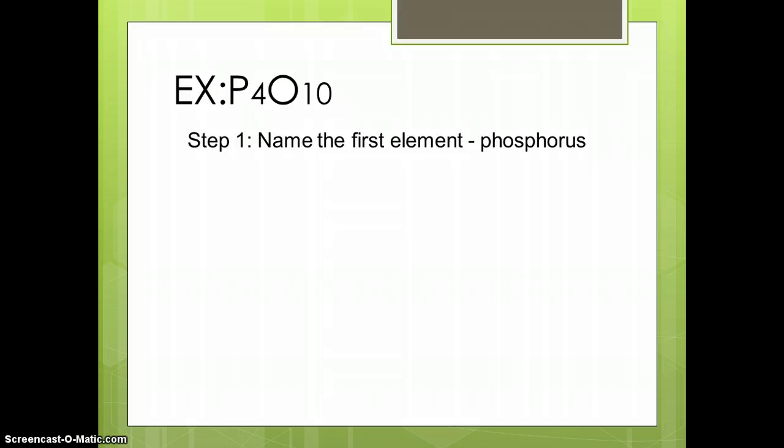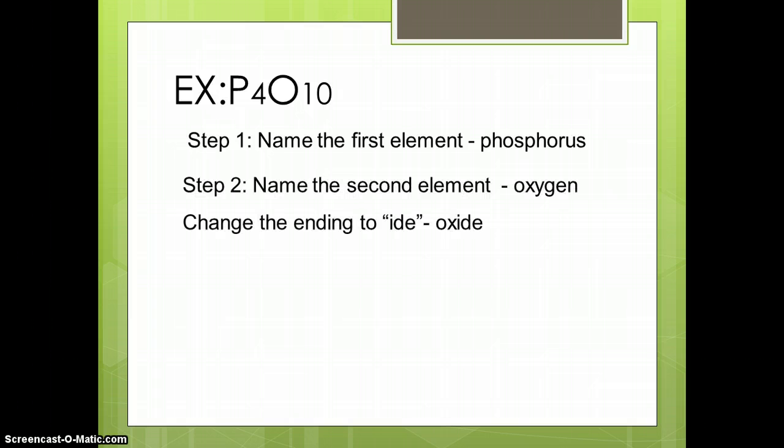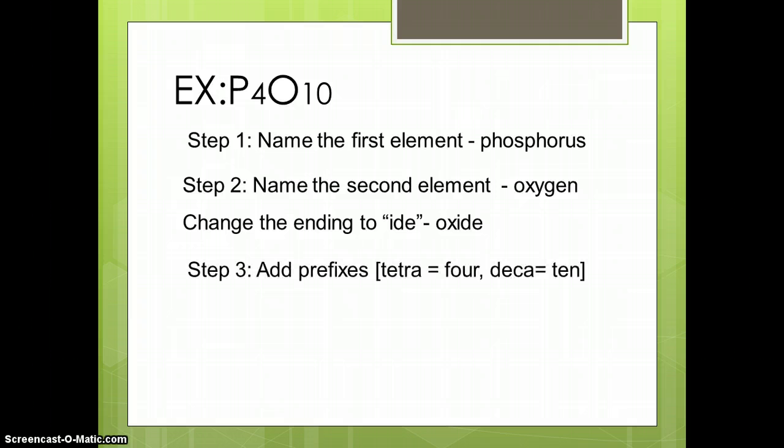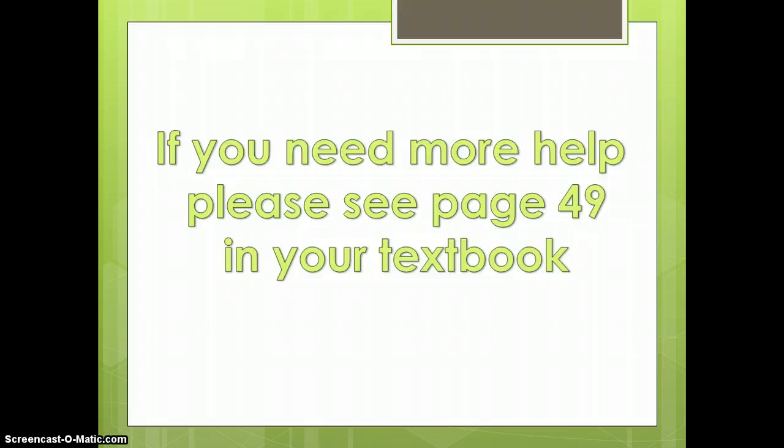Here is our last example, P4O10. We begin, as we always do, by naming the first element as it is on the periodic table, phosphorus. We then name the second element, oxygen, but we change the ending to IDE, so oxygen becomes oxide. We then add prefixes. Tetra equals 4, and the word deca equals 10. So therefore, the name of this molecular compound is tetraphosphorus decaoxide. If you need more help, please see page 49 in your textbook.